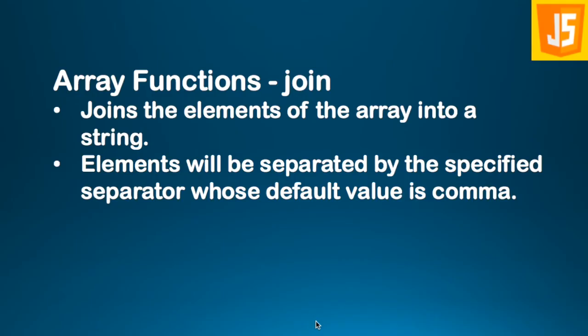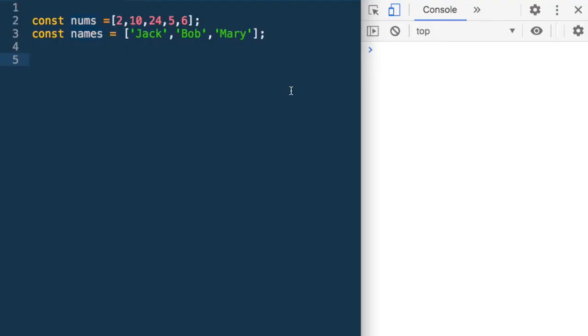Another commonly used function is join. And what's the purpose of join? Join joins the elements of the array into a string, and these elements will be separated by a specified separator whose default value is comma. So I have these arrays given to us.